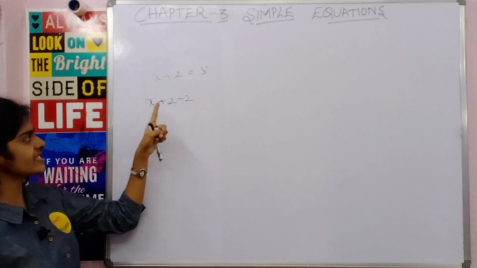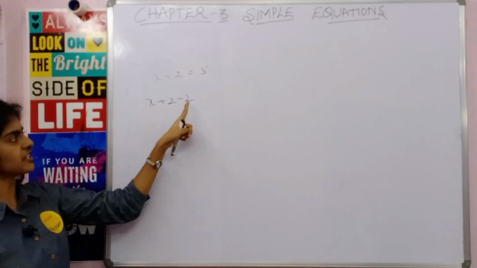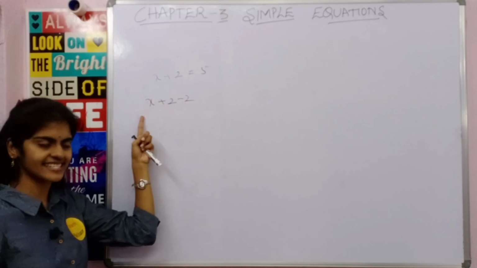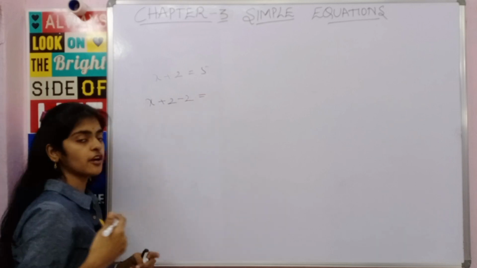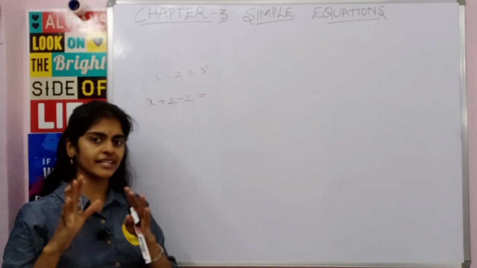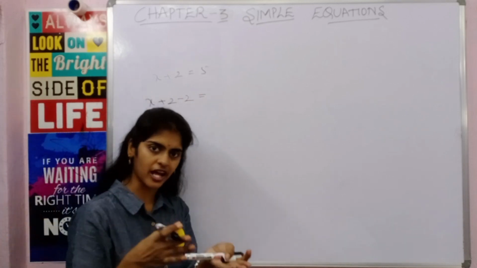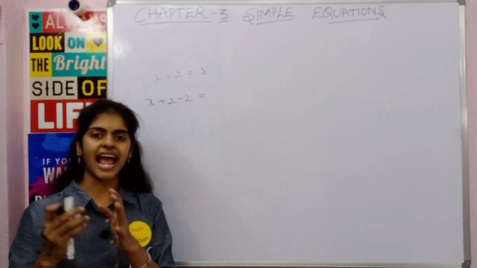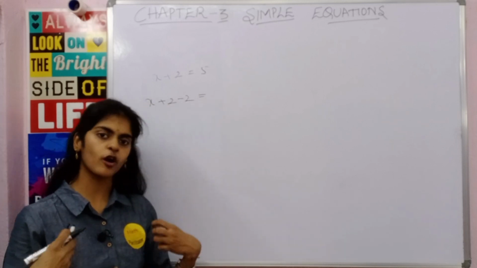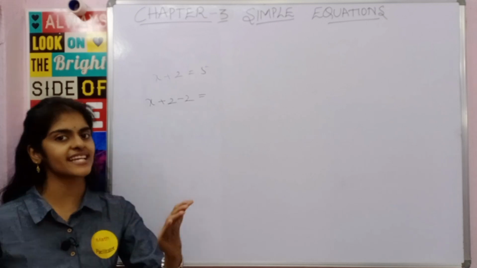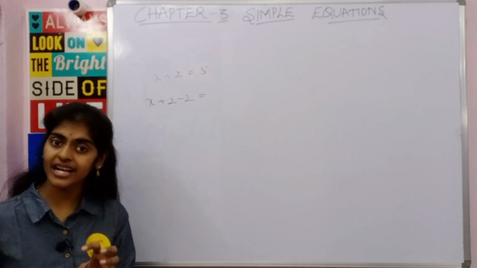So since 2 is added to this LHS, if you subtract 2, you will get the value of x. Now we have learned that whatever you do on LHS, the same operation you have to do on RHS. That means you have to add, subtract, multiply or divide with the same number on both sides of the equation so that the equality holds good.